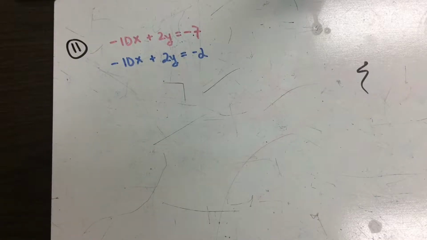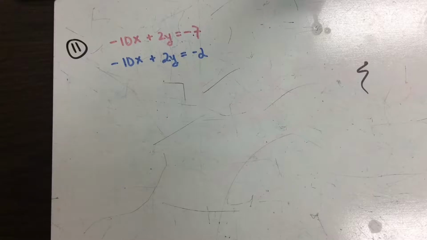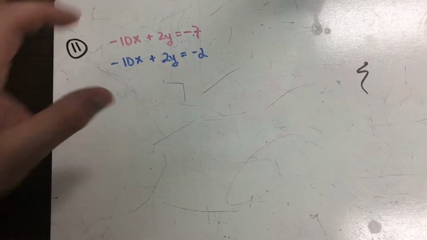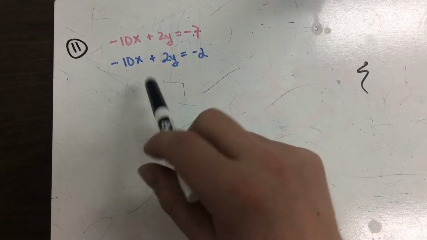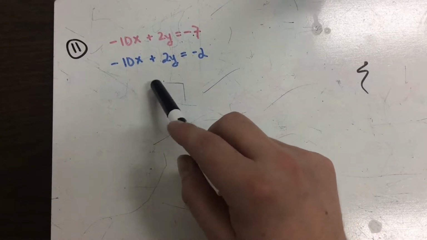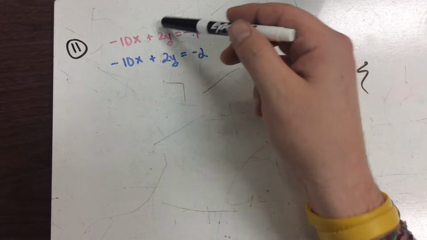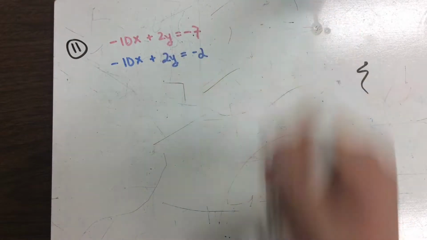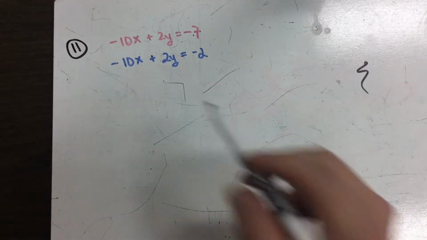I want to start by doing some of the homework problems from last night. This was number 11. If we're looking at this, again, we're doing elimination. So what we're trying to do is eliminate a variable. If we look at this, we want to see if any of the variables have matching coefficients. It looks like the 10x does, and the y's also have 2's in front of them. So we're ready to go for elimination.